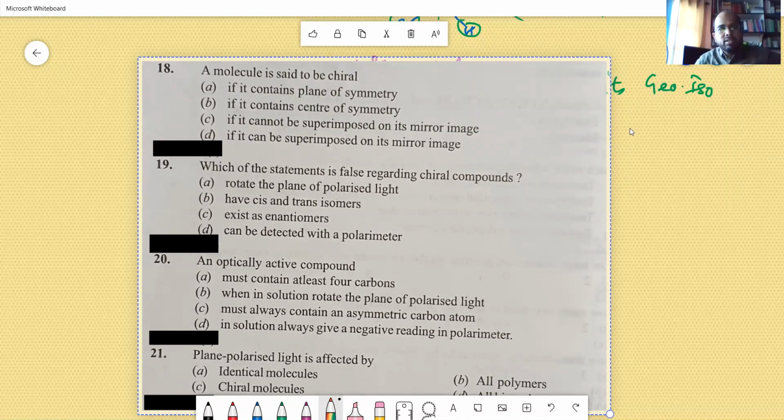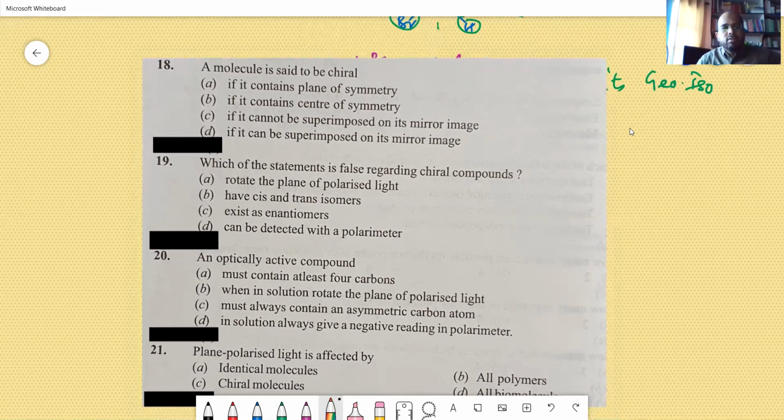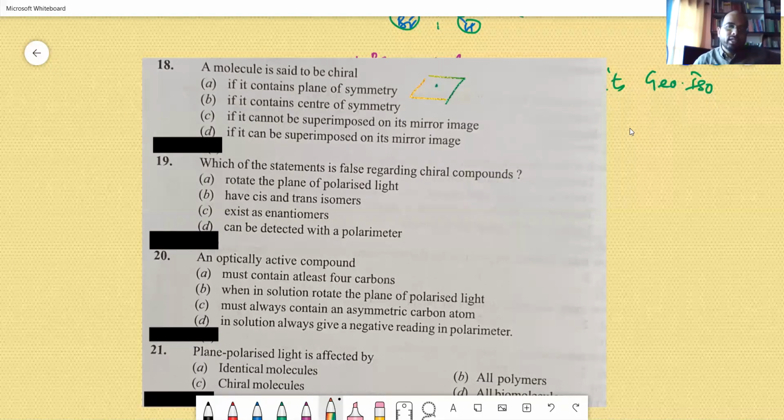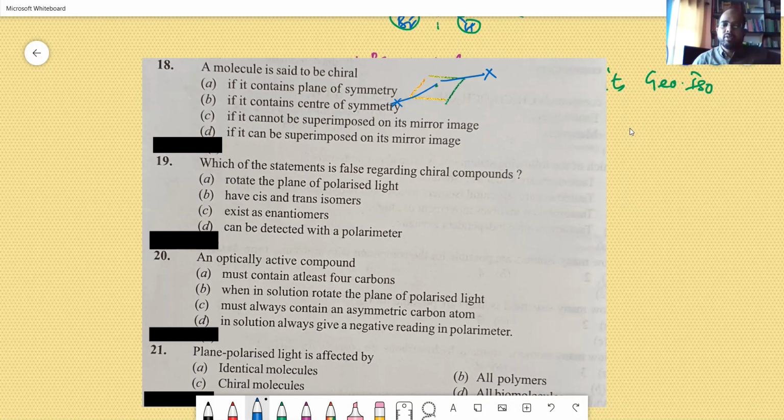Plane of symmetry means, I think you have seen, this is the plane. Then center of symmetry is a point on which, if you cut equal groups across the side, you would put the same groups. We will discuss the three elements of symmetry: plane of symmetry, axis of symmetry, and center of symmetry in the next class.